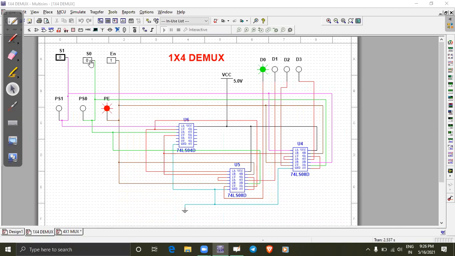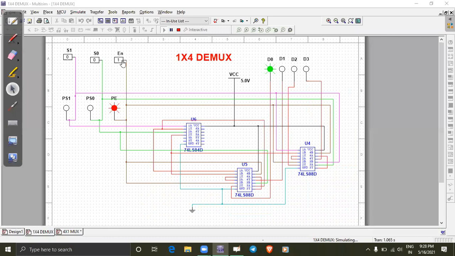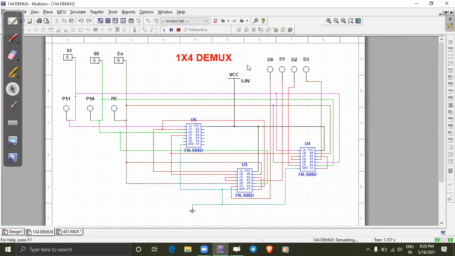First, when I give S1 and S0 as 0 and enable is high, it distributes the input to D0. When I change the enable, D0 doesn't glow. I can change to 01, D1 glows; 10, D2 glows; 11, D3 glows. When the enable is not high, it is low, and none of the outputs glow.